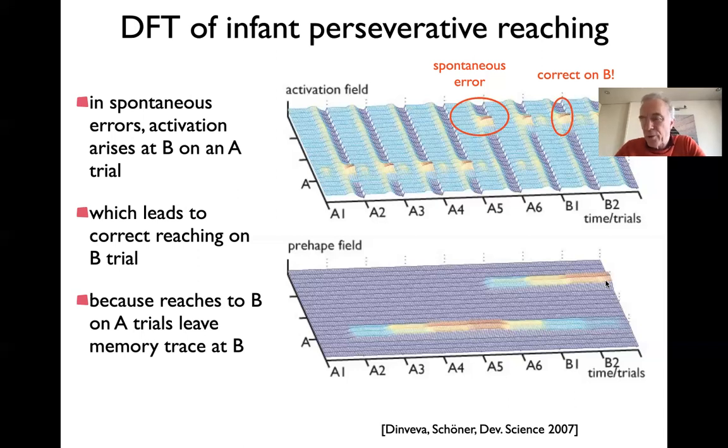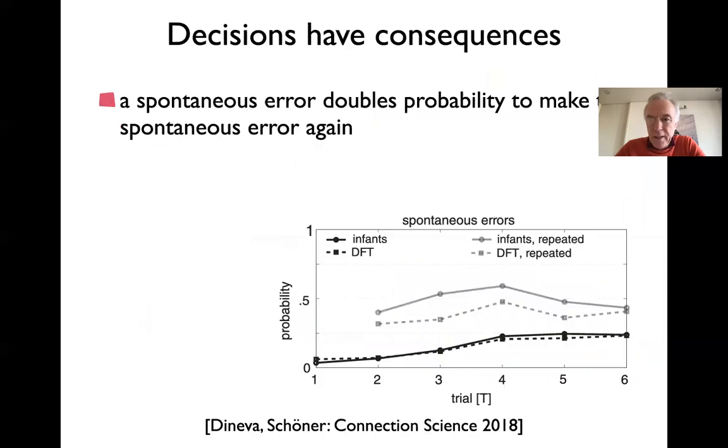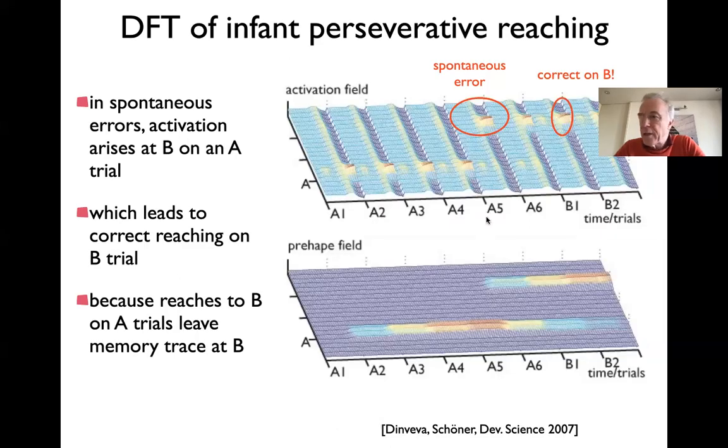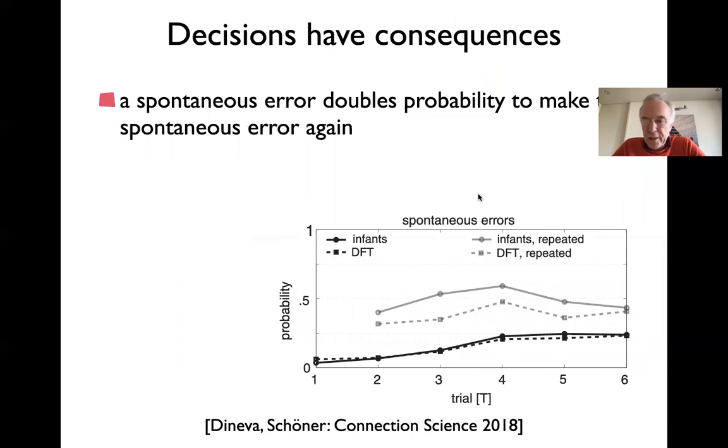And that is actually what is observed for kids. So I actually didn't put that slide in, but that's an experimental result that people have found, that kids who do spontaneous errors will tend to reach correctly on B. And we made one sort of non-trivial prediction that I already hinted at, that we also predict that spontaneous errors will tend to repeat themselves.